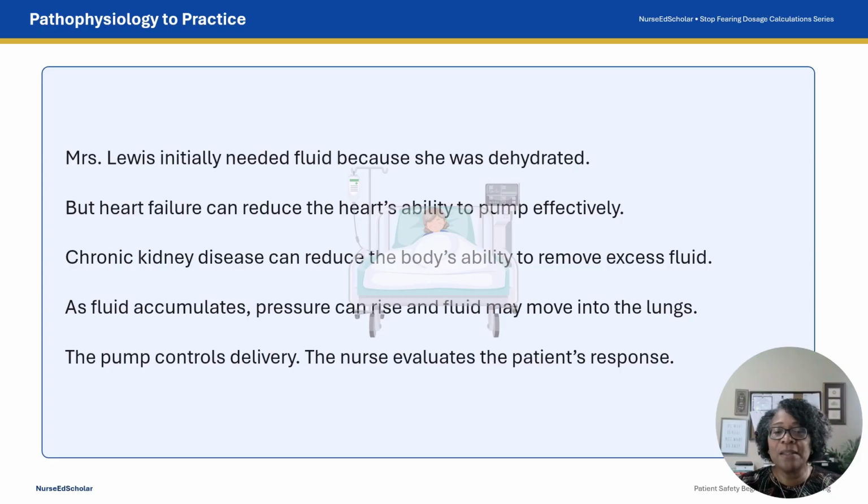All right. So let's look at the patho real quick. Remember, Miss Lewis originally was dehydrated. You gave her some IV fluid. Made sense. Dehydrated, I'm going to give her something to fill her tank, right? But she also had heart failure, and if the heart can't pump effectively, the additional fluid can increase the pressure in the circulation, and that pressure can push fluid into the lungs. So now you have that pulmonary congestion.